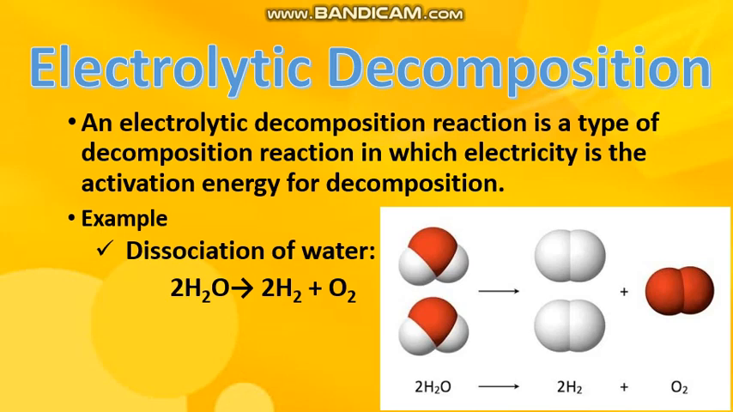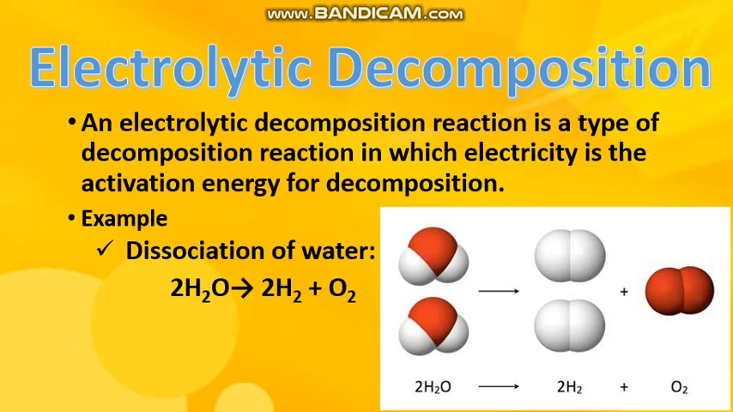Let me take the next form of decomposition reaction, which is electrolytic decomposition. As the name suggests, electrolytic decomposition reaction is a type of decomposition reaction in which electricity is used. So electricity is the activation energy for decomposition. This is an important reaction which is used for producing hydrogen and oxygen when water dissociates.